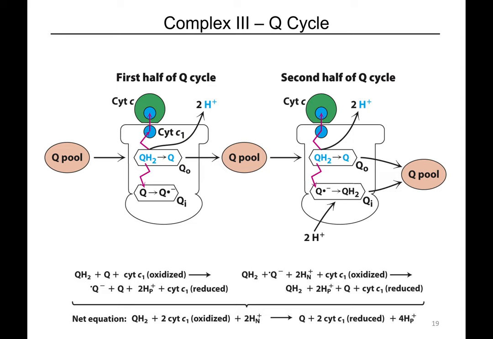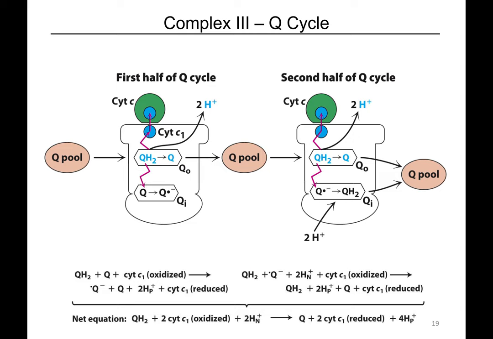This is oxidized now. In the second half of the reaction, another reduced equivalent of coenzyme Q comes in. One electron is given through cytochrome C1 up to cytochrome C. So that's our second reduced cytochrome C product. The other electron is moved down to our QI site where it gives the second electron to the semiquinone, making the fully reduced coenzyme Q. Then both equivalents of coenzyme Q, one in the QO site, one in the QI site, get released to the Q pool.